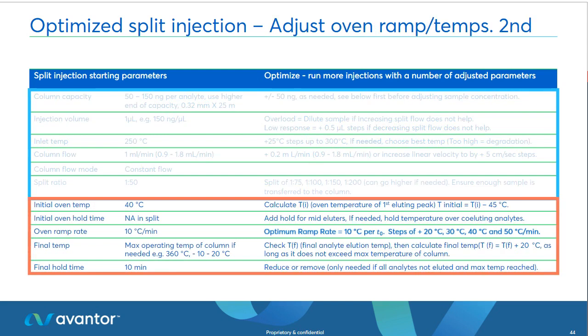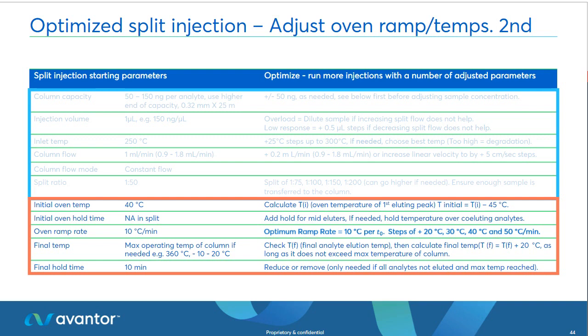So when we have a look at optimizing then the oven ramp and the temperatures, we have an initial temperature of 40. We can actually calculate the initial oven temperature of the first eluting peak and then minus 45 degrees. That's a really good place to start. And obviously then you can optimize as needed. The initial oven time, hold time, we don't have one for split injection, but you can add hold times over maybe analytes that are mid-eluters and maybe the co-eluting.